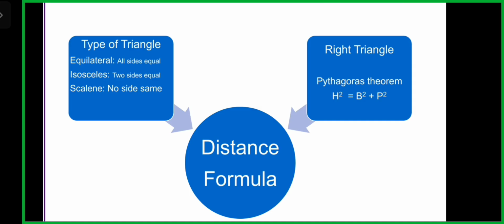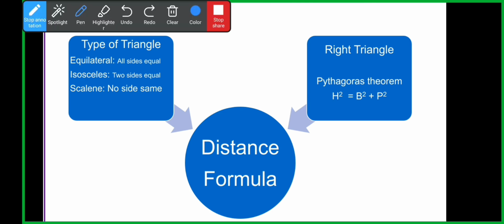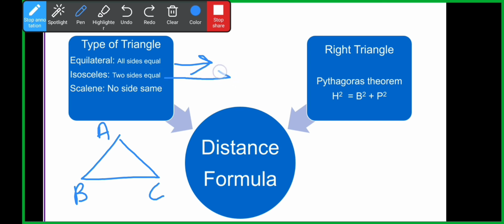When are we going to apply the distance formula? Let's suppose there is a question in which they're asking you the type of triangle. What is given? 3 vertices would be given in that question, A, B and C, and you have to tell the type of triangle. Simply you are going to find the distance of AB, distance of BC and distance of AC. Then you're going to compare. If all 3 lengths are same, it means that the type of triangle is an equilateral triangle. If 2 sides are same, then the triangle would be an isosceles triangle. And if no side would be same, then the triangle would be a scalene triangle. So what are you going to do? Simply you're going to find the distance of AB, BC and AC.